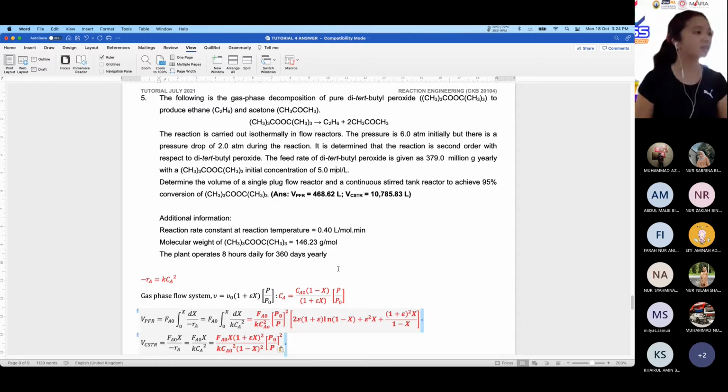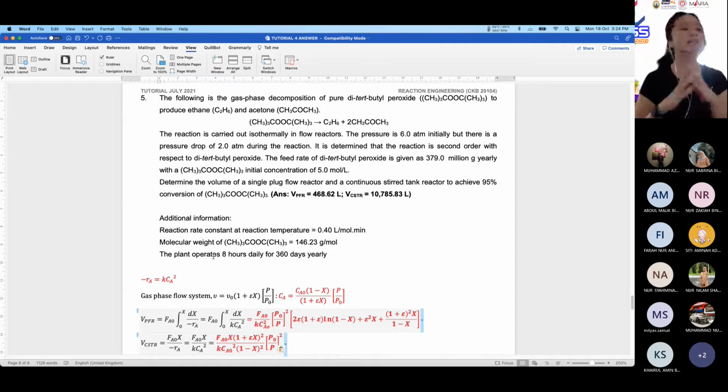Okay, so saya lupa nak touch bahagian additional information. Sorry, in the question there is additional information. Tapi additional information dia first is K, kedua molecular weight, and ketiga adalah dia punya plant punya operating time. So confirm inlet volumetric flow rate tak ada. So kamu tahulah, maknanya nak cari FA0 menggunakan V0 dan CA0 dah tak boleh.